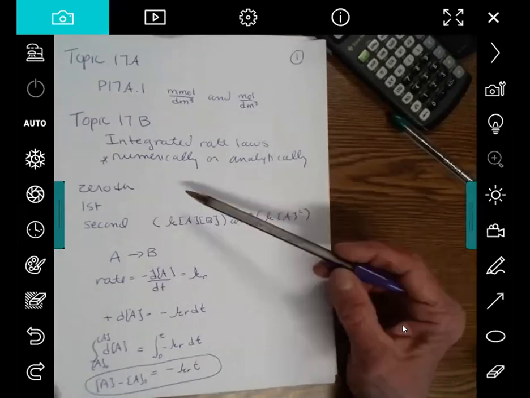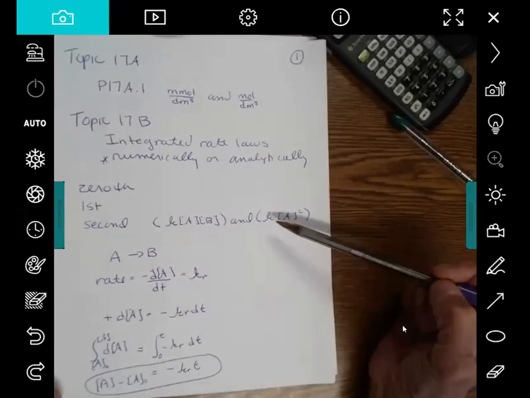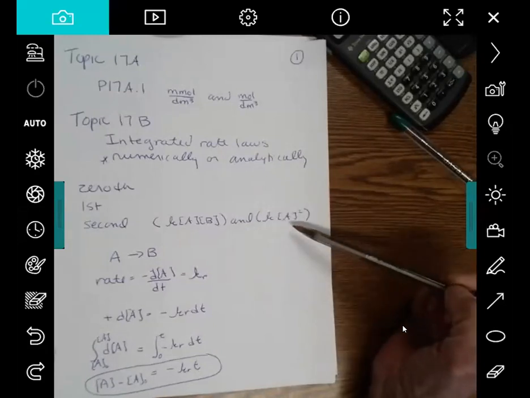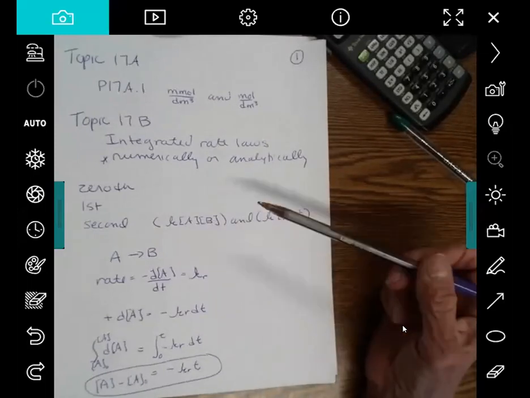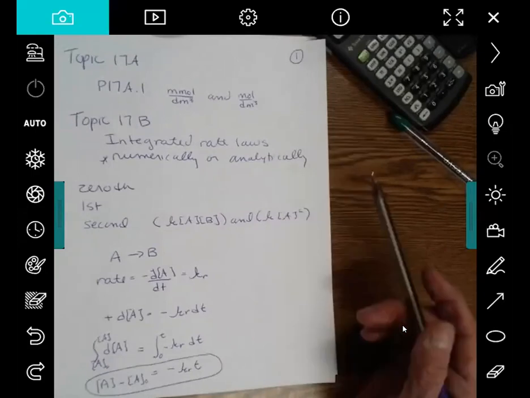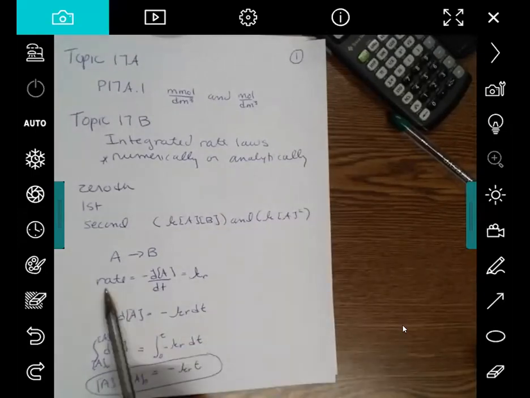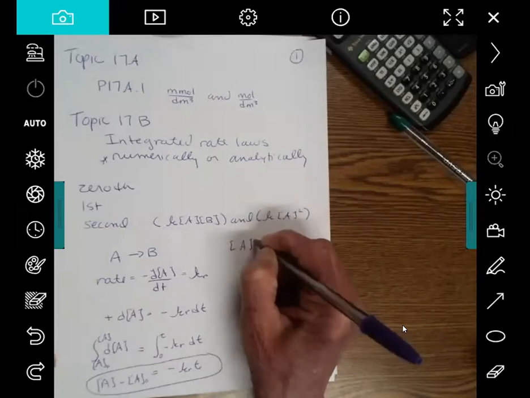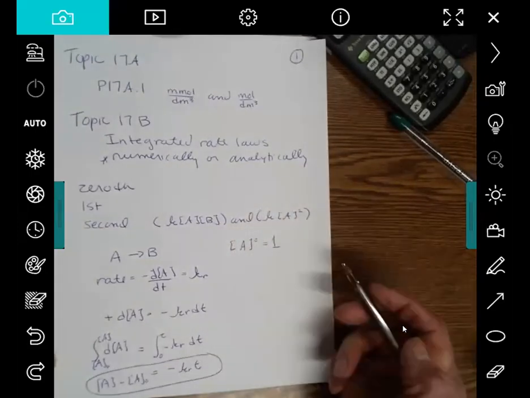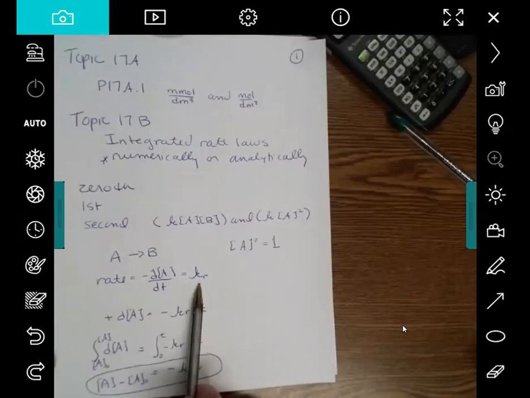So we're going to do 0th, 1st, and 2nd. And our second order will be both when you have the same species to the second order, or if it's second order, first order, and 2 different species. So when we start out with 0th order, that means it depends on the concentration of A to the 0, which is 1. Therefore, the rate equals just a constant, doesn't change with time.